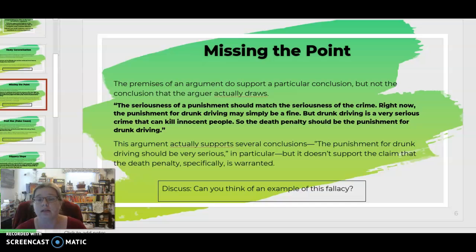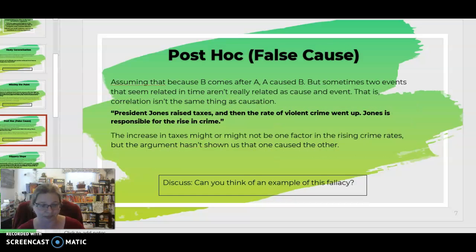Now, this argument, this evidence, certainly does support the conclusion that the punishment for drunk driving should be serious, but it does not necessarily provide any evidence to support the idea that it does have to be the death penalty as a punishment. So it kind of misses the point here. The evidence doesn't necessarily support the conclusion that the arguer is making.